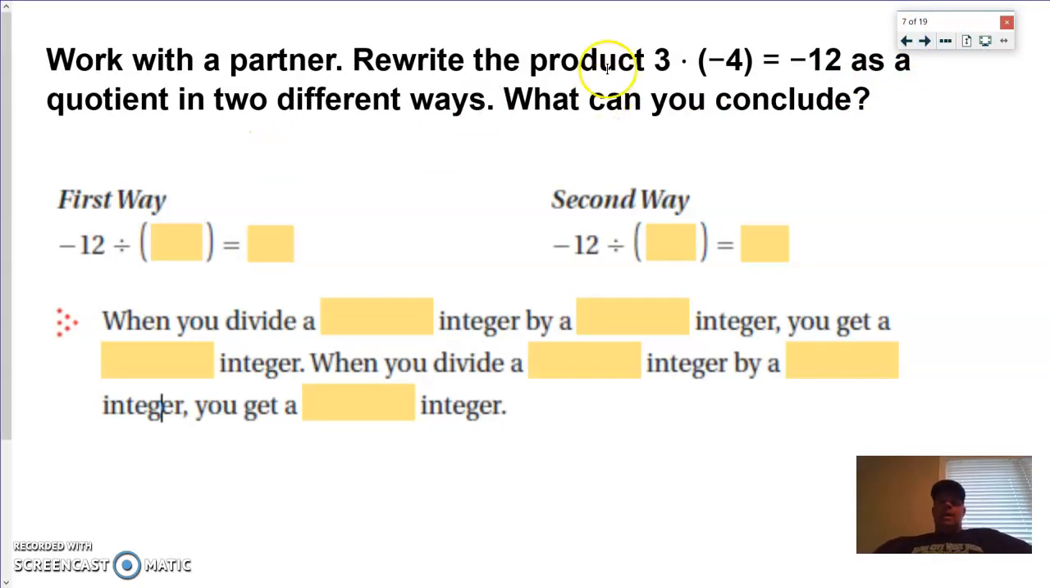In this way, we've got negative 12 as our answer, so 3 times negative 4 is negative 12. Negative 12 divided by negative 4 equals 3. Negative 12 divided by 3 equals negative 4. When you divide a negative integer by a negative integer, you get a positive integer. When you divide a negative integer by a positive integer, you get a negative integer.